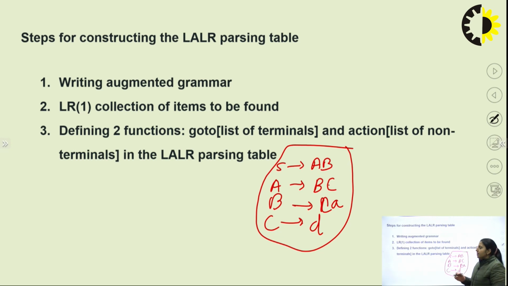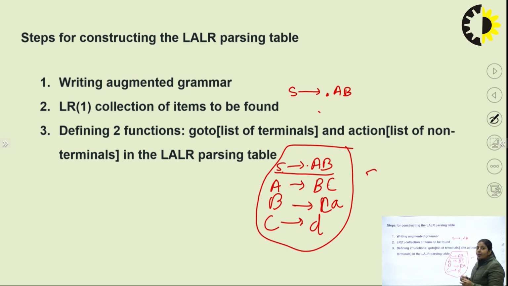We can place, if this is the zeroth production, then S gives AB. What we have to do to get the augmented grammar? We have to place a dot in front of the production. If there is a production S gives AB, then we have to write a dot that precedes A. So this is the augmented grammar.